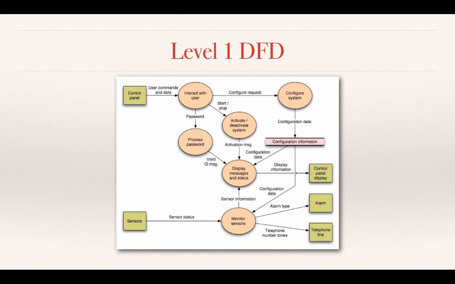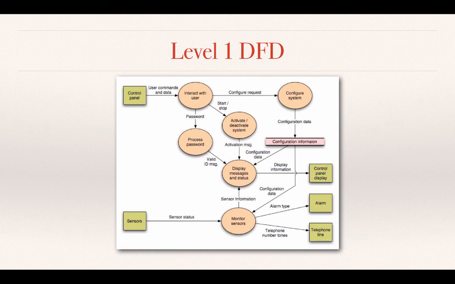Let's do one more. Suppose one of the sensors is triggered by an event. The sensor sends the status information to the monitor sensors process, which determines that a sensor event has occurred. It sets off the alarm and dials the number of the monitoring service. Remember that one of the things we talked about was maintaining information conformity between layers.